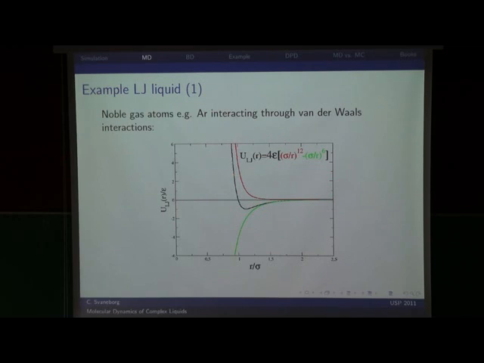And Kalina already talked about this potential, and that many people have studied what happens when you play around with these exponents. And essentially it's all the same. I mean, there's no deep physics in playing around with this. So what it's characterized by is that for distances larger than 2 or 2.5, there's no interaction. Then there's a short range attraction due to induced dipole interactions, and then at very short distances there's a very, very steep repulsion.